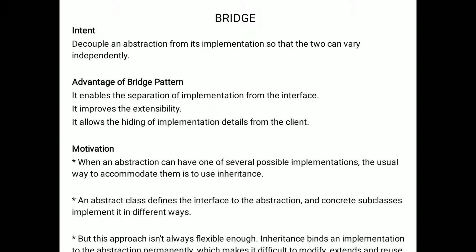We know that an abstract class has abstract methods. We can provide the details or definition to those methods by extending those abstract classes to make them concrete subclasses. But this approach is not always flexible enough. Inheritance binds an implementation to the abstraction permanently, which makes it difficult to modify, extend, and reuse.